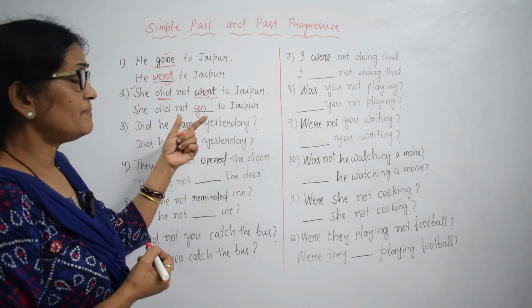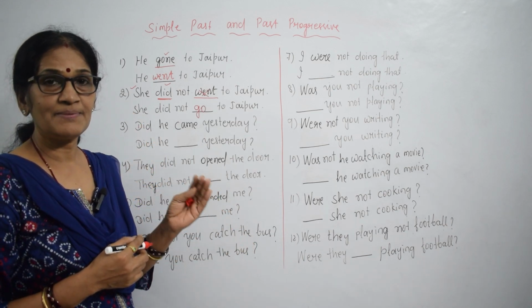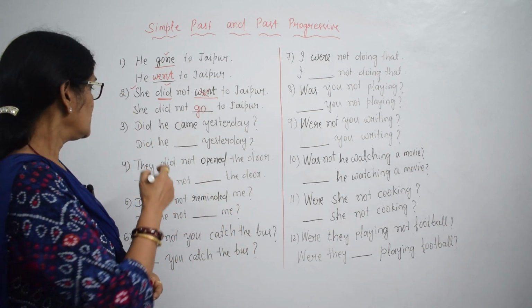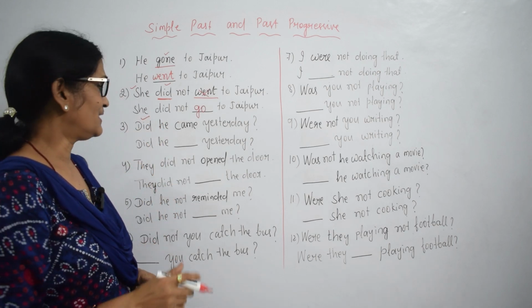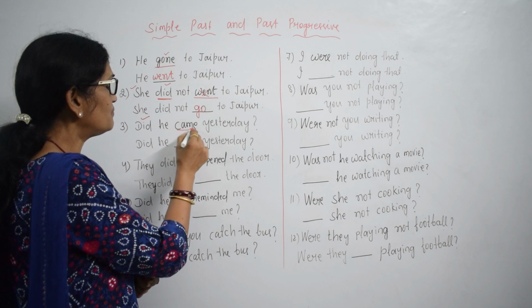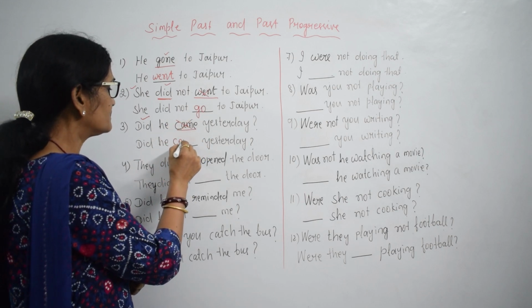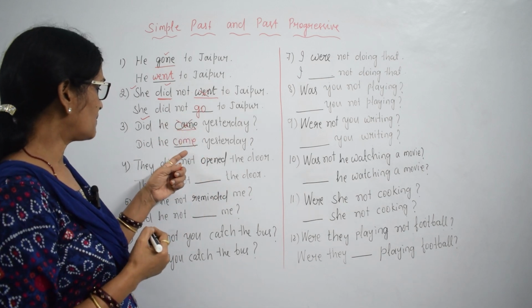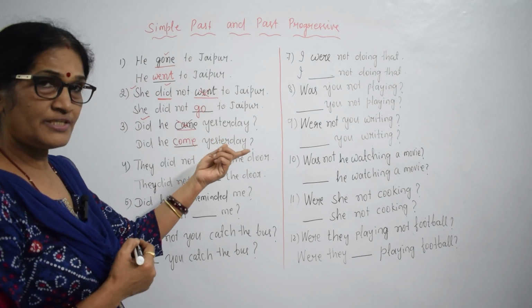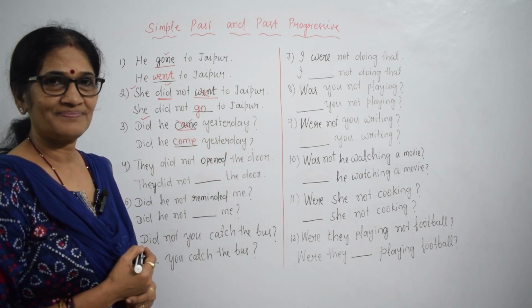Did he came yesterday? This is a simple past interrogative sentence. Here we use did. The same thing: did is followed by the base form of a verb. So instead of came, we should use come. Go, went, gone; come, came, come. Base form of the verb is come. Did he come yesterday?